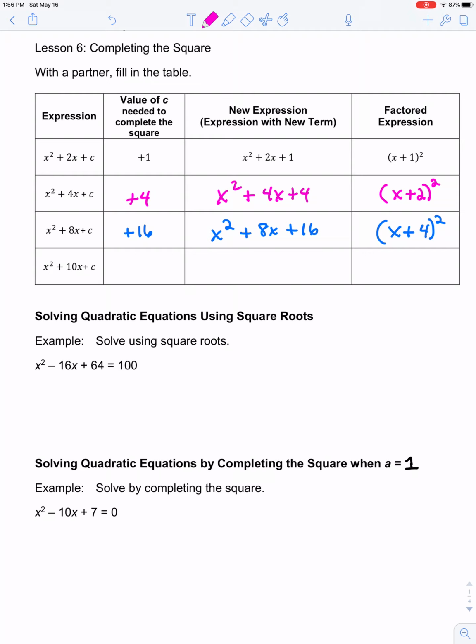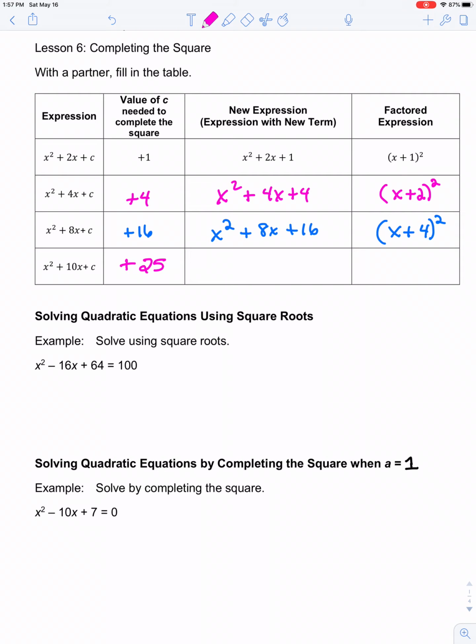So if you had your partner with you, you would be filling in this table, which in the first column has the value of c needed to complete the square. So if we look at the last expression, x squared plus 10x plus c, we would add 25.